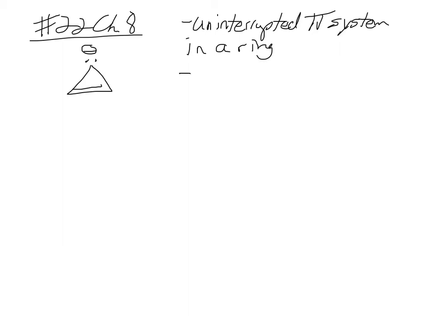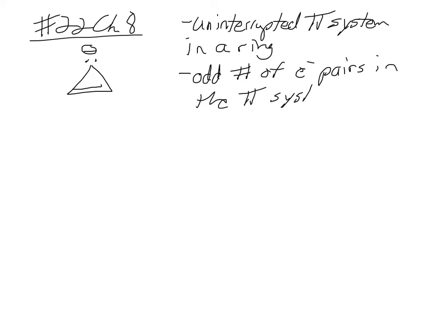The other rule? Odd number of electron pairs in the pi system, right? And this is for aromatic. That's aromatic. If you want to do anti-aromatic, what was the switch? Even number of pairs of electrons. That's the anti-aromaticity one. Non-aromatic, right?